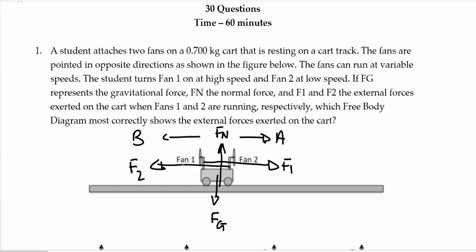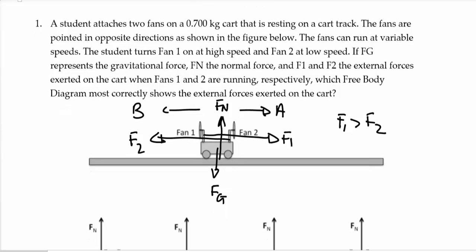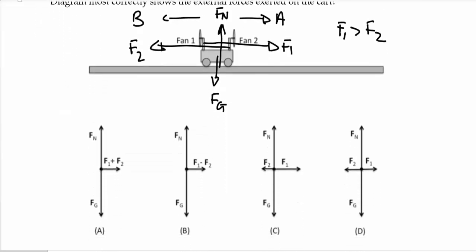Remember that fan 1 is running at a high speed, and fan 2 is running at what? A low speed, which means that F1 is greater than what? F2. So in what direction will the card move? Towards A. That is settled. So let's answer the question. Which of these free body diagrams represent the scenario? It will be C.